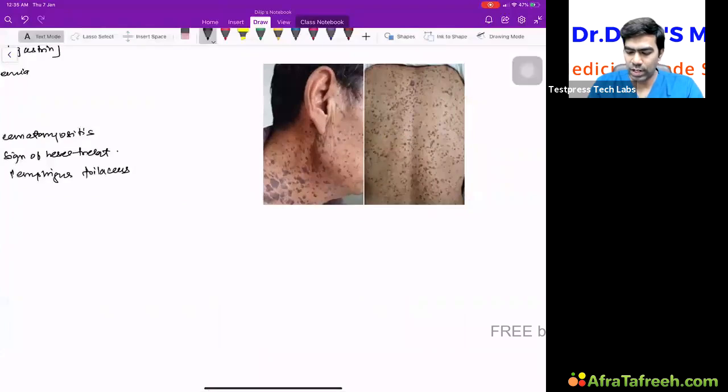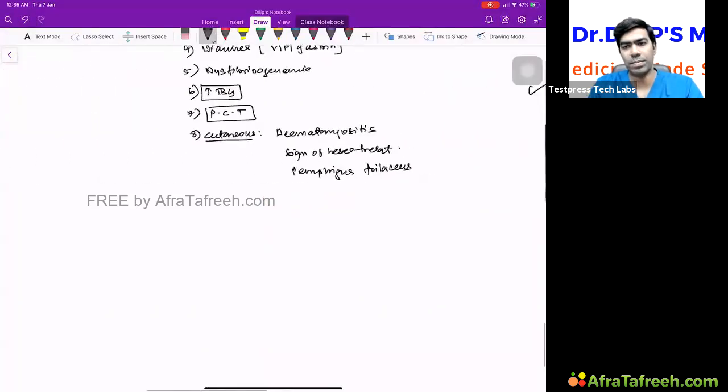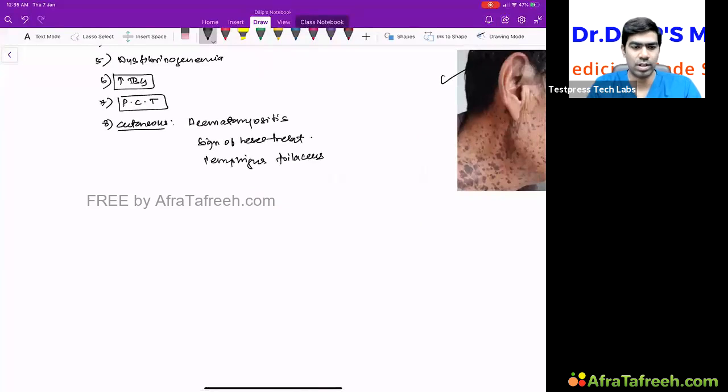This is what we refer to as sign of Leser-Trélat, in the sense like this is what we called as multiple seborrheic keratosis. Same image you might get in exam. Clear? Sign of Leser-Trélat. L-E-S-E-R-T-R-E-L-A-T. Sign of Leser-Trélat, multiple seborrheic keratosis. It can be caused by many cancers. One of the important cancers is hepatocellular cancer.